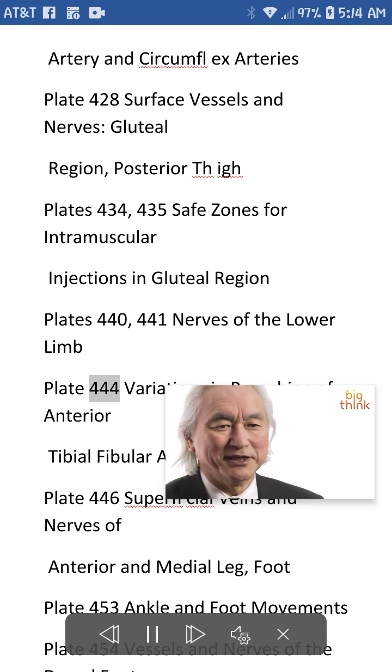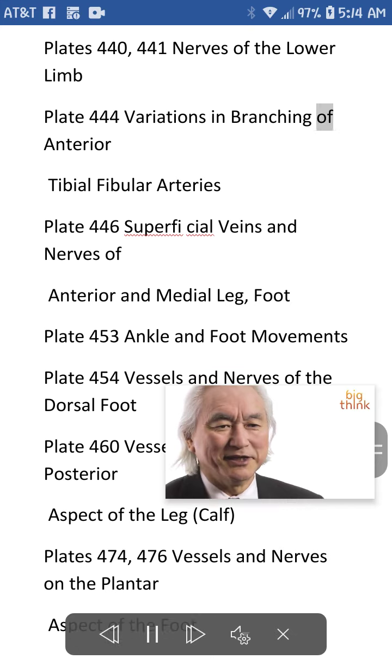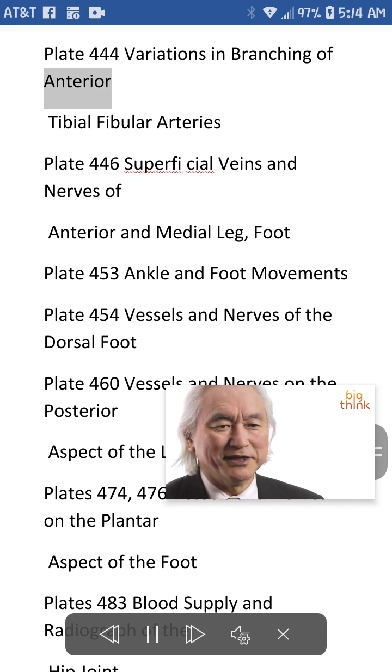Plate 444, variations in branching of anterior tibiofibular arteries. Plate 446, superficial veins and nerves of anterior and medial leg, foot. Plate 453, ankle and foot movements.